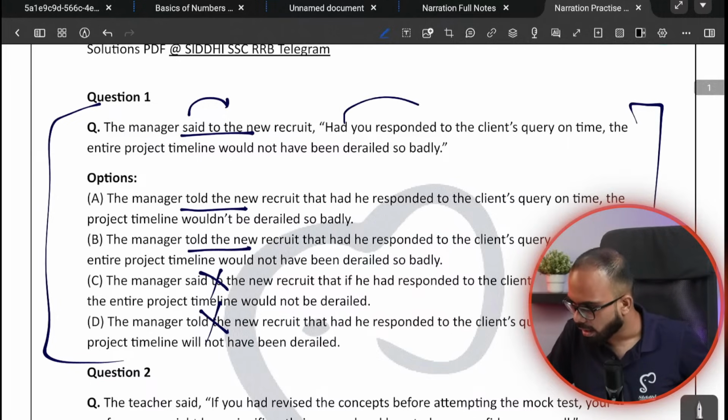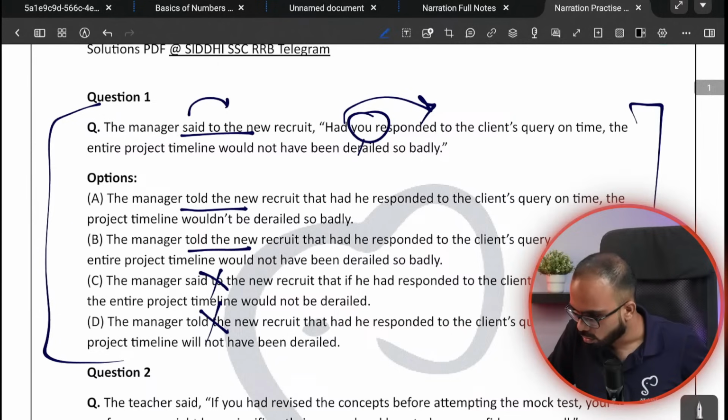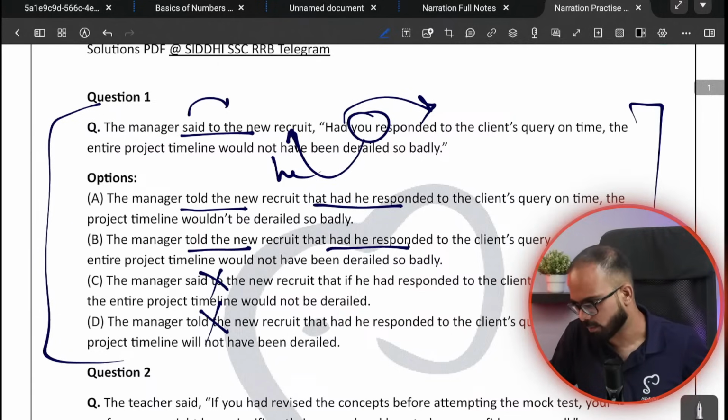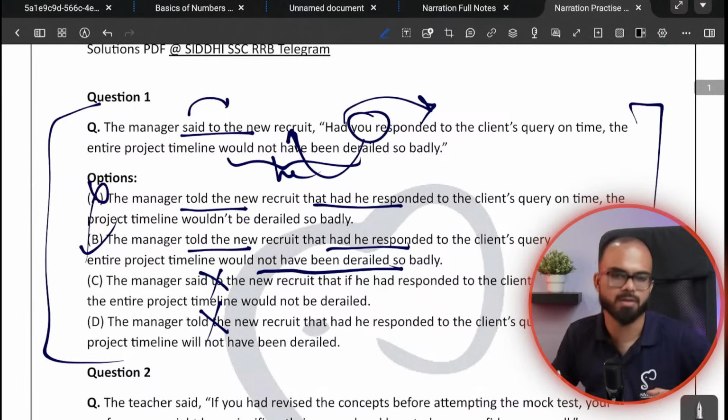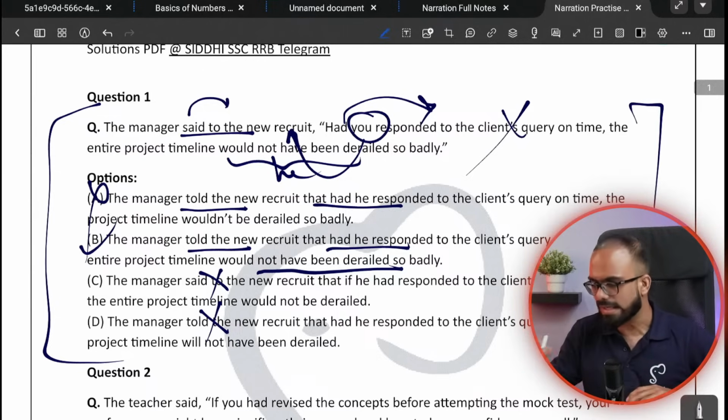Now, "had you responded," "you" depends on the object, "he." Had he responded. Okay. Next, "would not have been derailed so badly." Would not have been derailed. This is right, this is wrong. I hope you understood how we are eliminating without even reading the entire sentence.